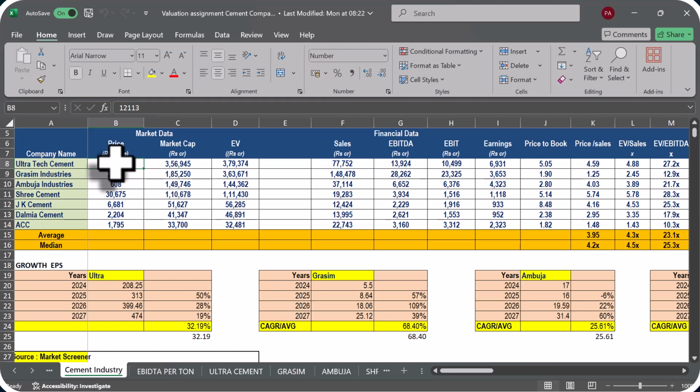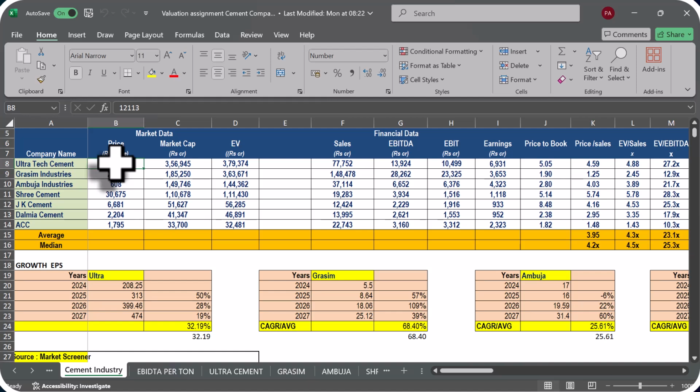The holding company doesn't sell any cement, so it is coming in because as a whole it's a cement company also, and because Ultratech is the largest cement company, so almost 50% or more of the shares are held by Grasim. So it is again a cement company, so it is coming in the list.